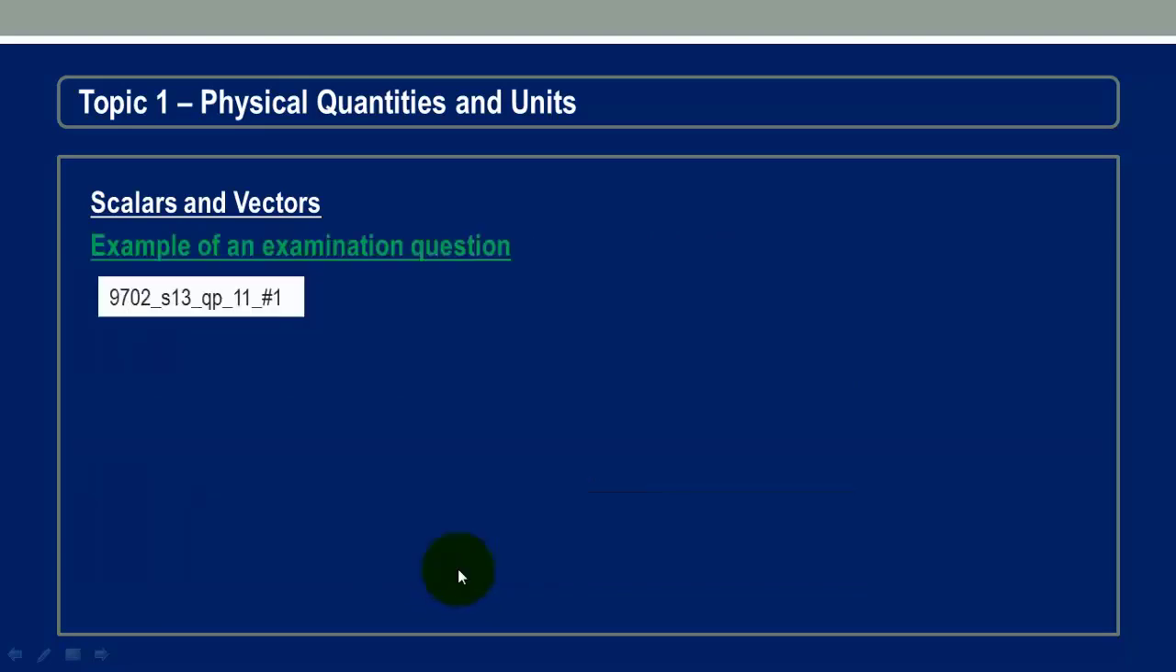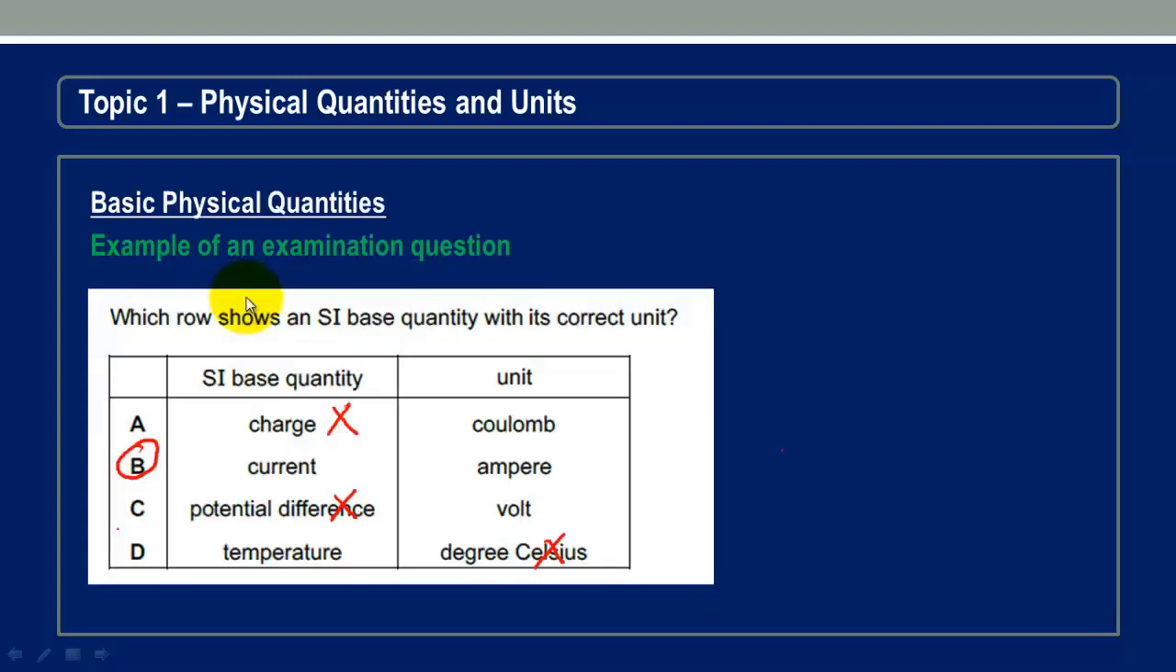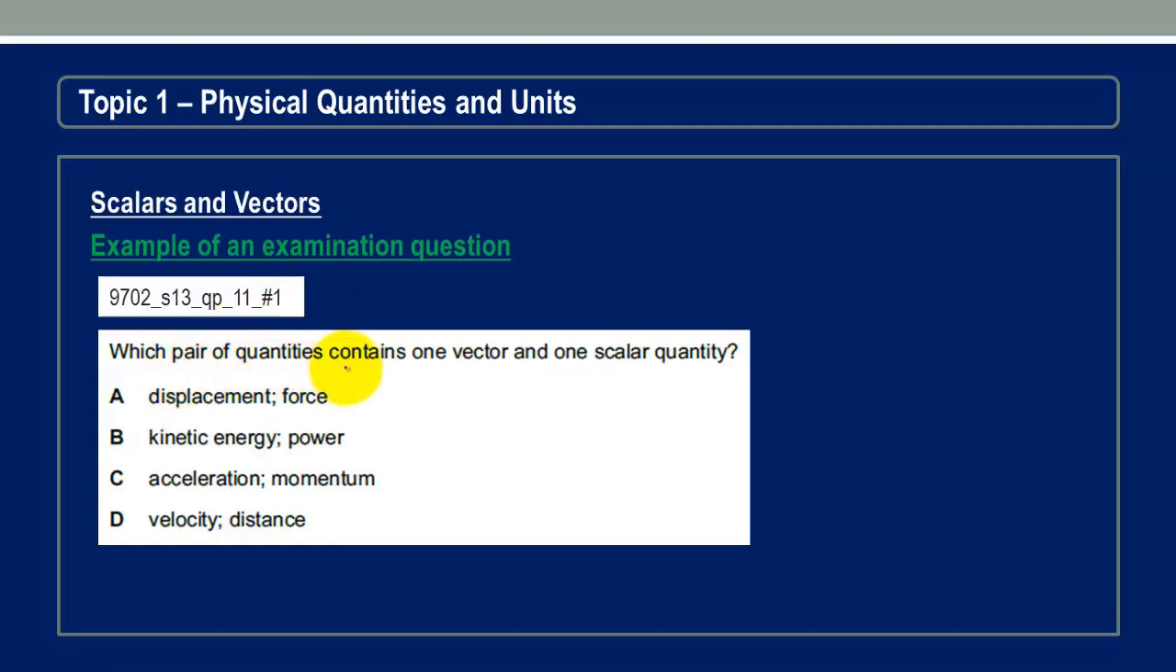Let's now consider a question in an exam. We look at May-June paper 2013, paper 1, question number 1. Which pair of quantities contains one vector and one scalar quantity?